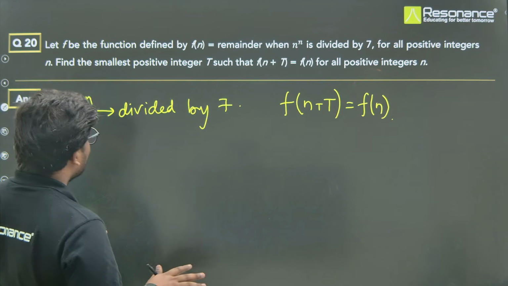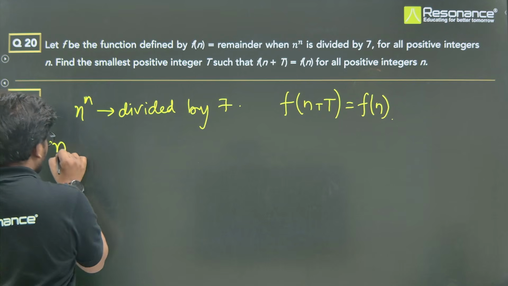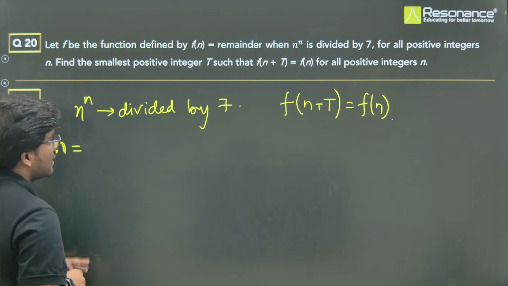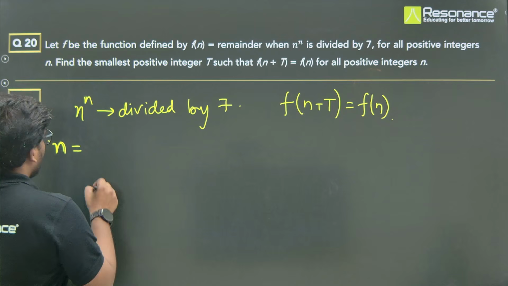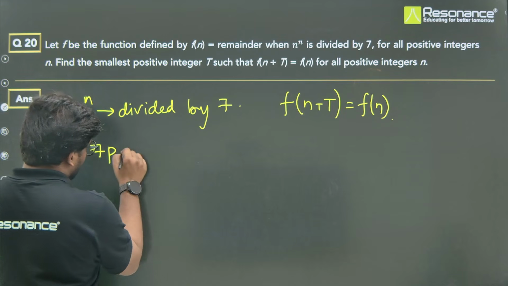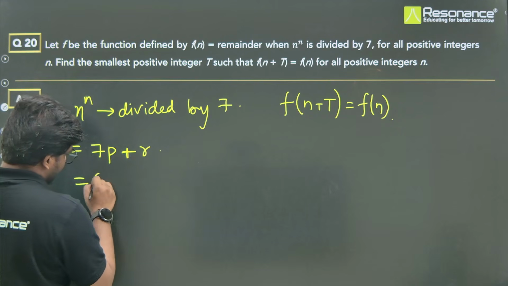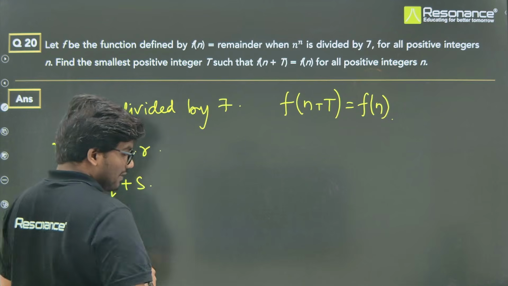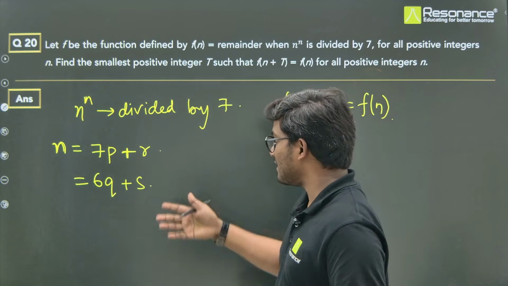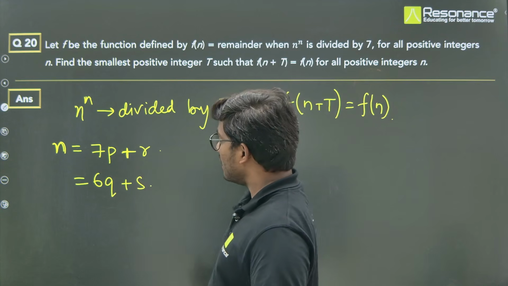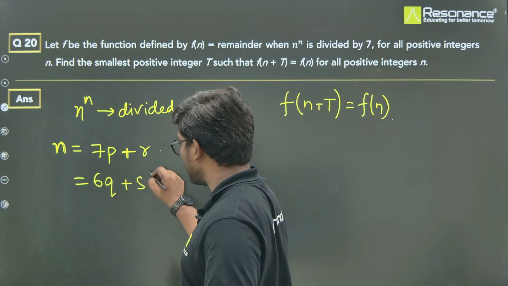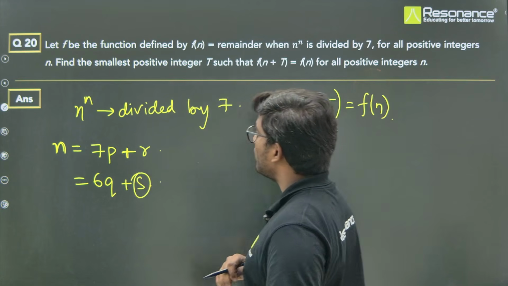let this sink in terms of n. So let's just express n as 7p + r or 6q + s. As in, when we divide n by 7, let the remainder be r, and when we divide n by 6, let the remainder be s. Now, what do we have?